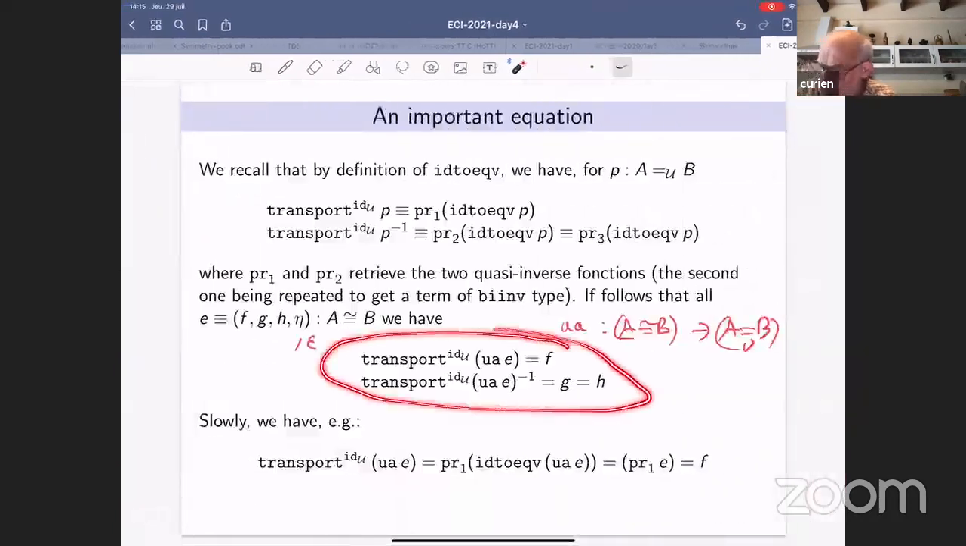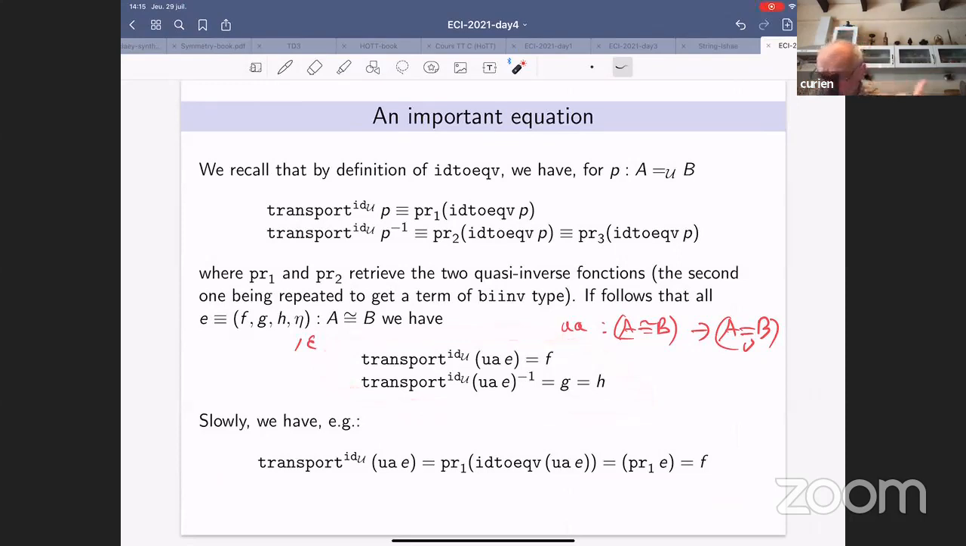So this equation here is an immediate consequence of the definition of idtoeqv on one hand, and the univalence axiom on the other, because here, of course, I have used the fact that going from E to UA E and then to idtoeqv is the same thing as E. And the first projection of E is just F. And the second projection is G. Okay, good.